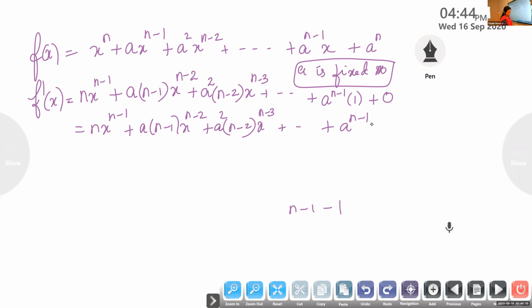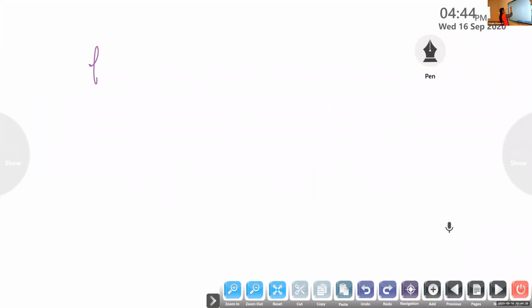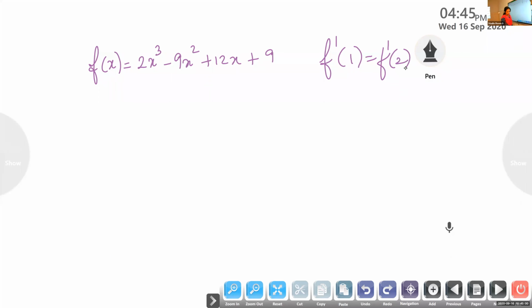Okay, so the next one. If f of x is equal to 2x cube minus 9x square plus 12x plus 9, show that f dash of 1 is equal to f dash of 2. Show that f dash of 1 is equal to f dash of 2.